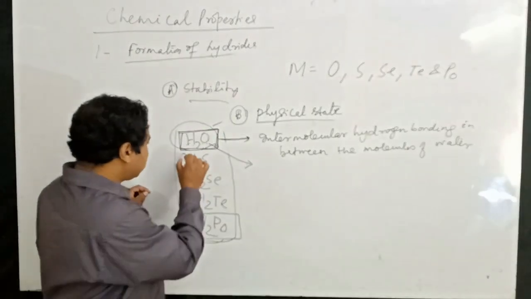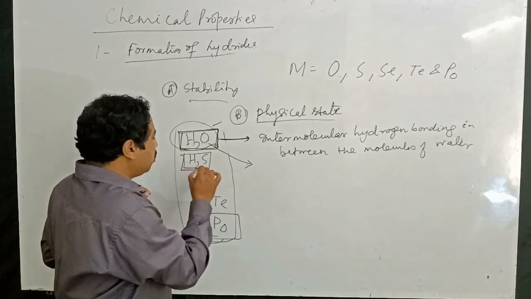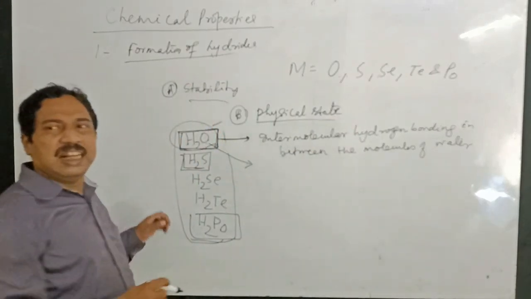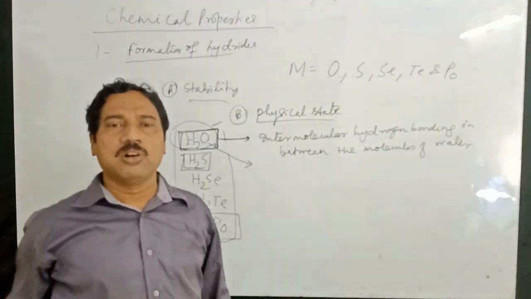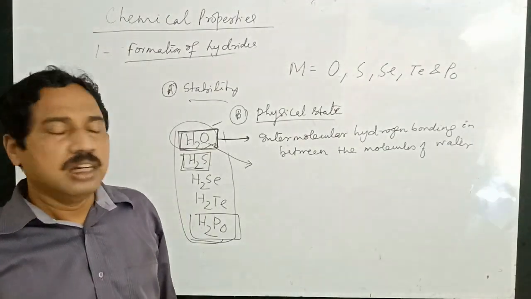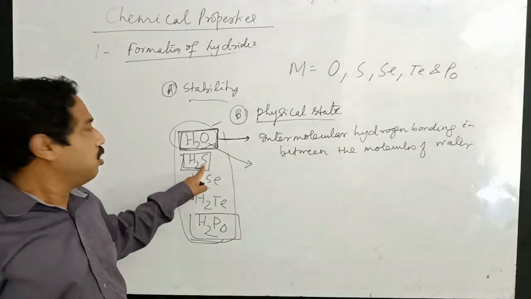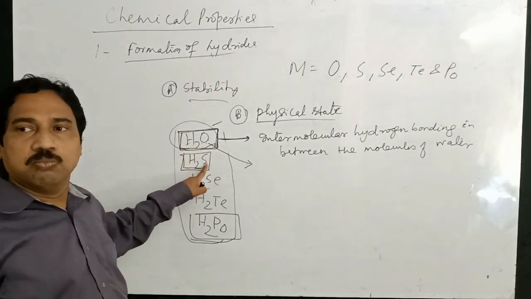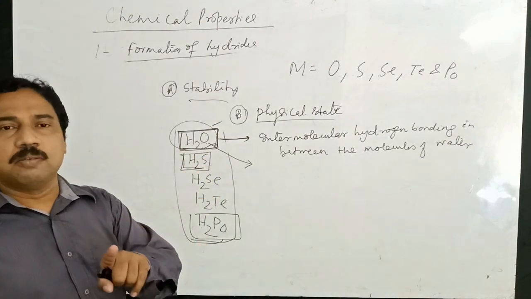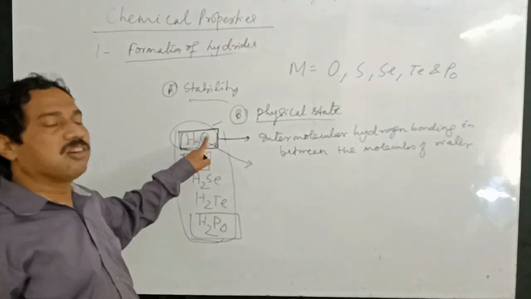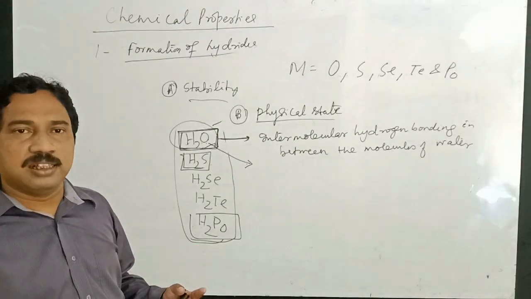But H2S does not form intermolecular hydrogen bonding, or is incapable of forming intermolecular hydrogen bonding, due to the larger size of the sulfur atom. Oxygen and sulfur both are highly electronegative atoms, but sulfur has a larger atomic size and oxygen has a smaller atomic size.